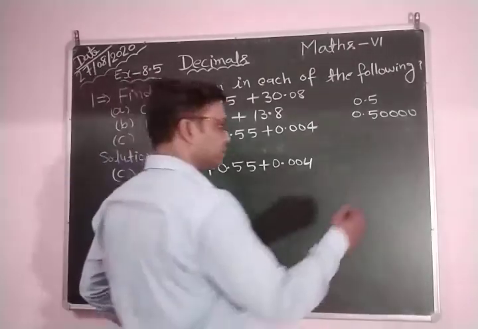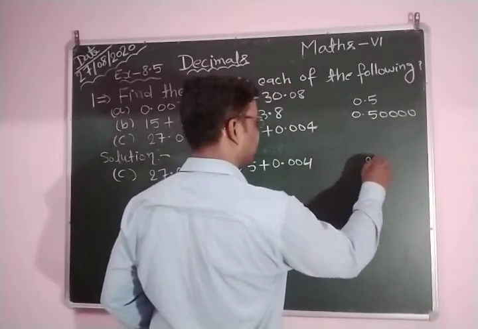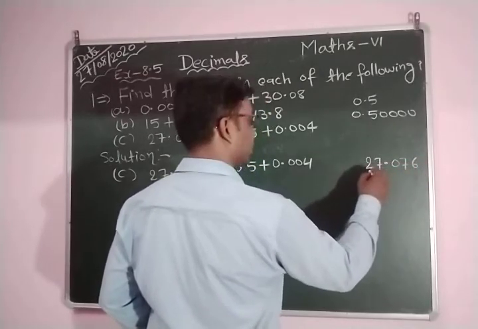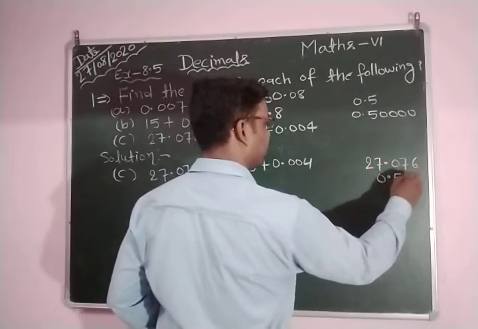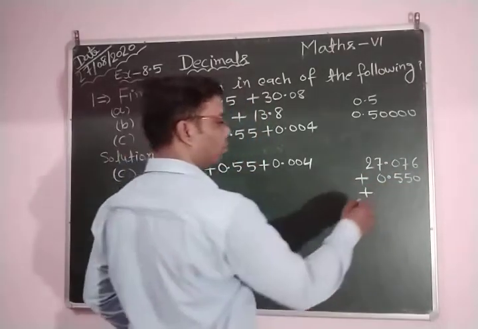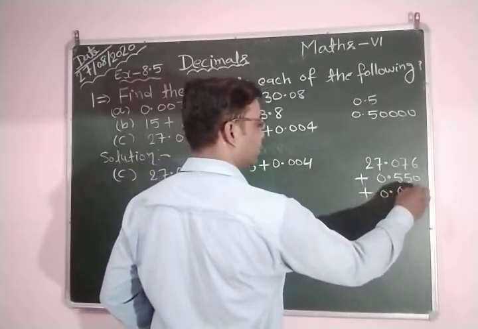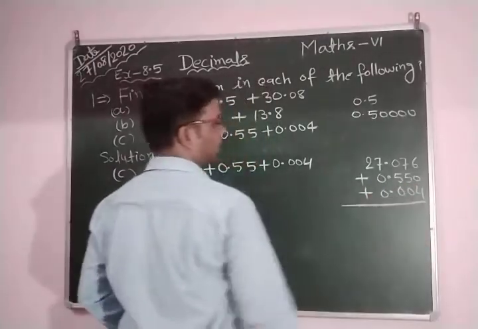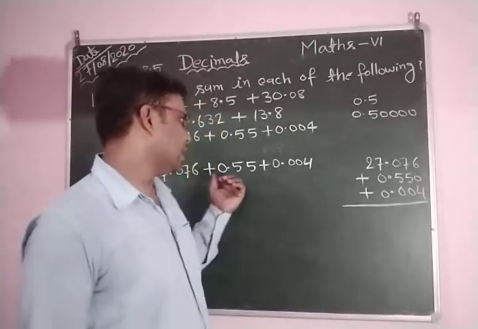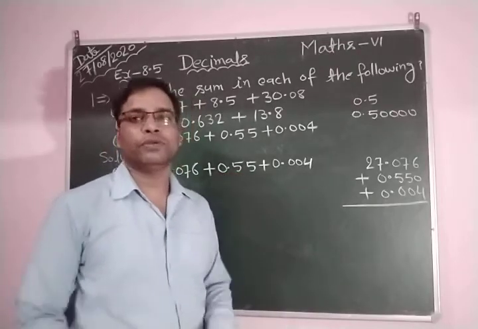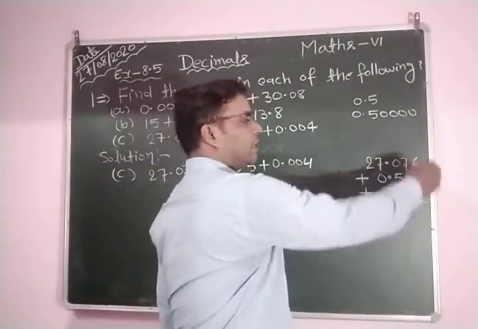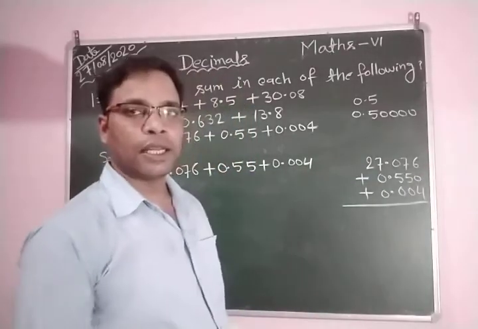Okay. So for this we write here 27.076, 0.550 plus again plus 0.004. Okay. So this is the column method. You can use the column method to find the sum of the given numbers. Okay, or you can use the horizontal method. Okay. So first we add the hundredth, thousandth place digit.